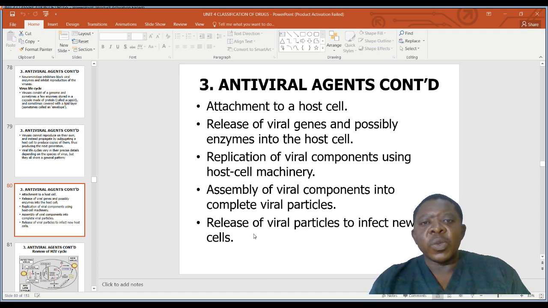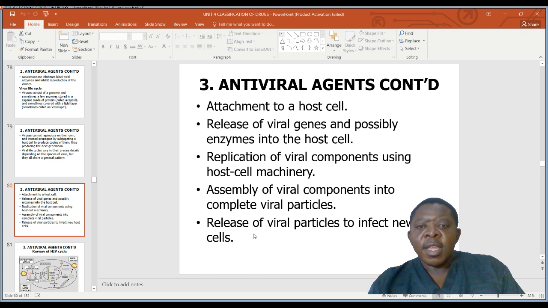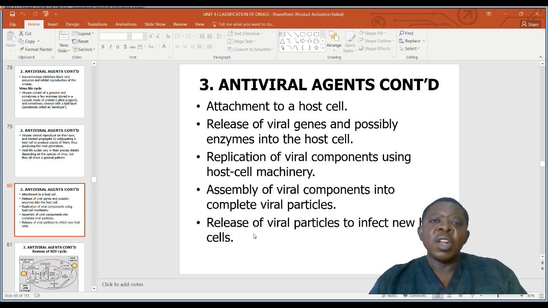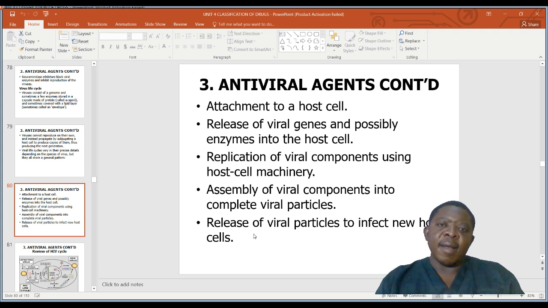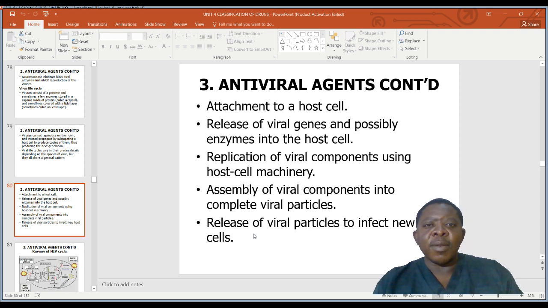Then there will be release of viral genes and possible enzymes into the host cell. Then after that, there will be replication of the viral components using the host cell machinery. Then there will be assembly of viral components into complete viral particles. Then there will be the release of viral particles to infect a new host cell. So these are the general stages for viral replication, where there is attachment.